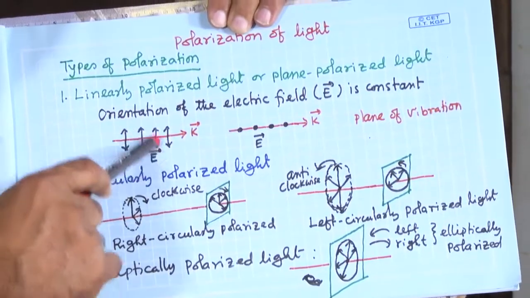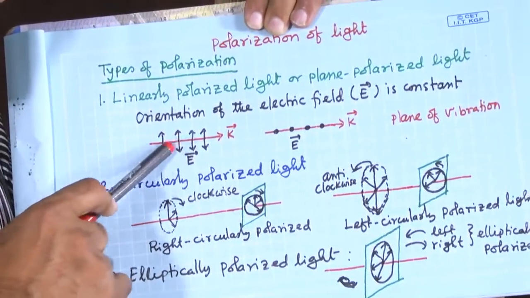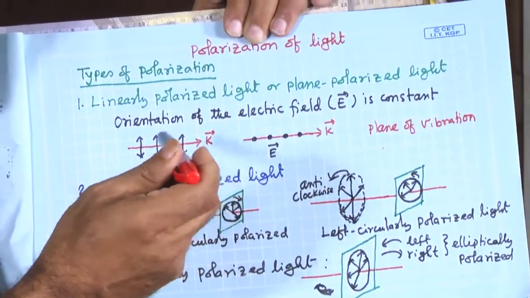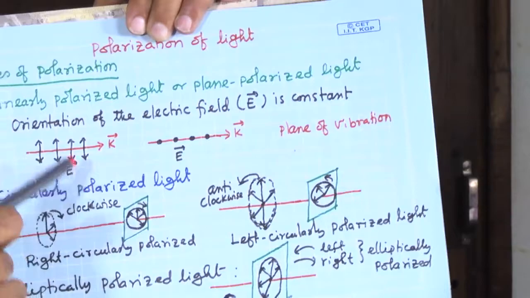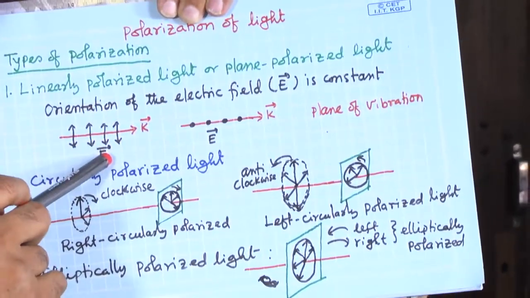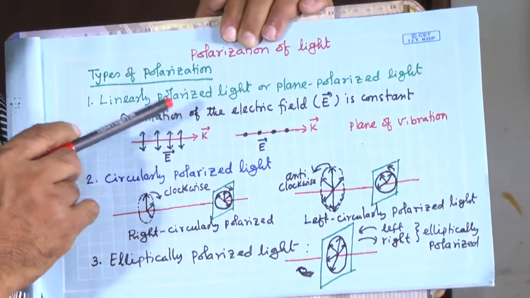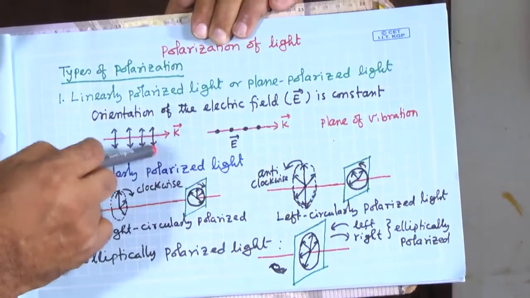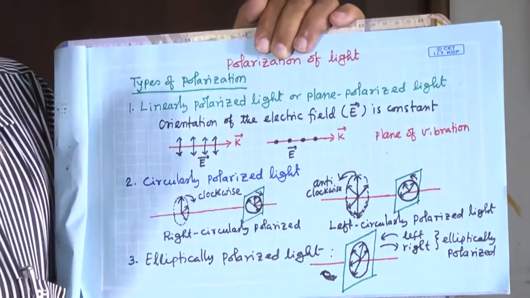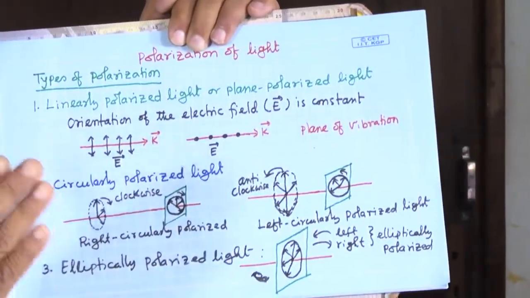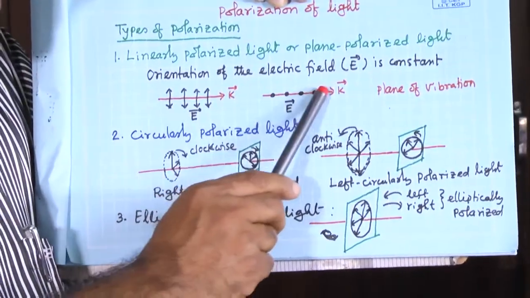So, this is called linearly polarized light. The electric vector is vibrating in a particular direction with constant amplitude. It can be this way, or in this way, or any direction, but it will maintain that direction and it will maintain the amplitude. So, this is called linearly polarized light.